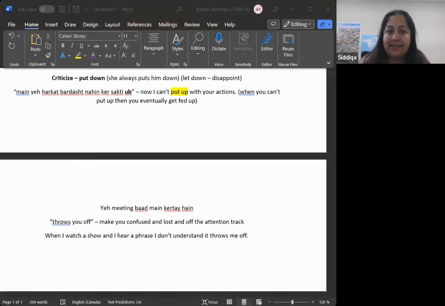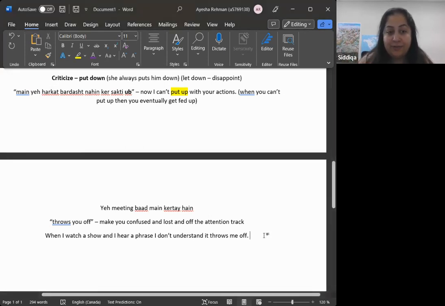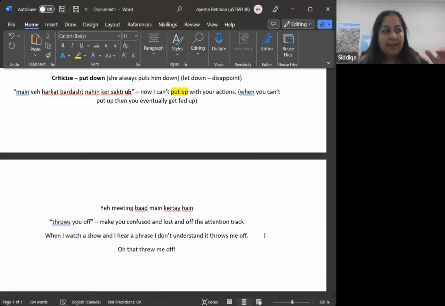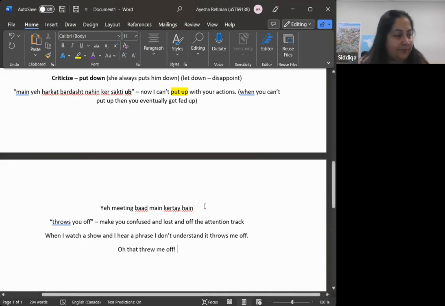Now, for instance, Adil, you learned this verb today, right? You learned the expression. Next time, force yourself to use it, because I'm going to send this document to you. Next time you understand everything, and then something makes you go, oh, I'm lost now. Then you say, oh, that threw me off. You can conjugate it too, right? Oh, that threw me off. Meaning, I was following until now, but that's it, I'm gone. You made me lost. I'm confused now. Is that clear, Adil? Crystal clear. Yes, ma'am. Awesome.